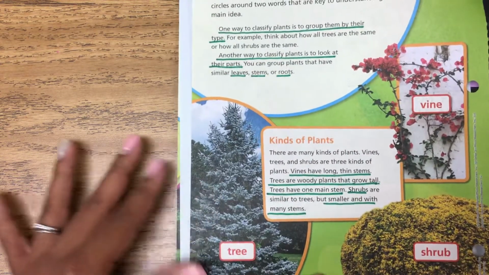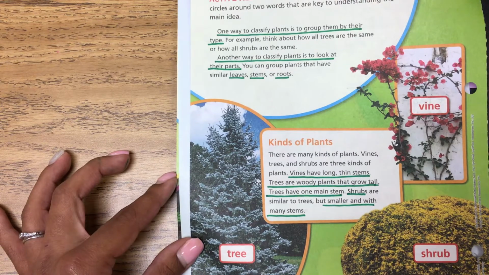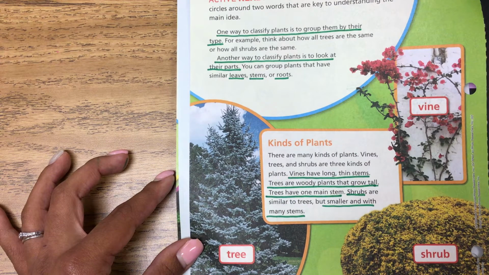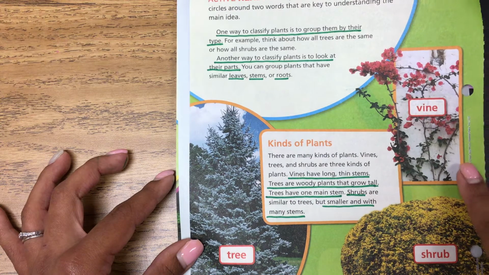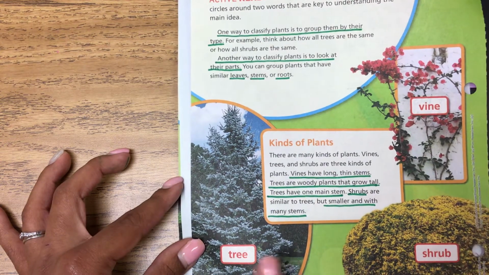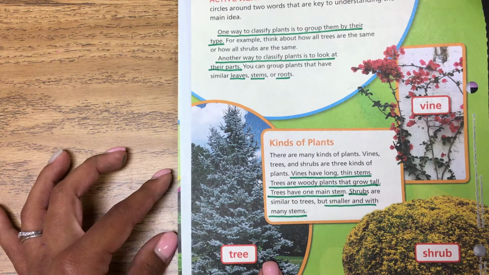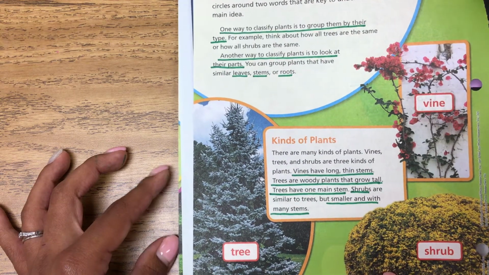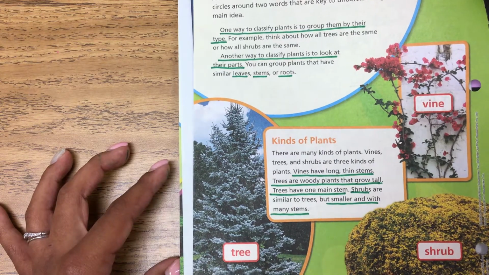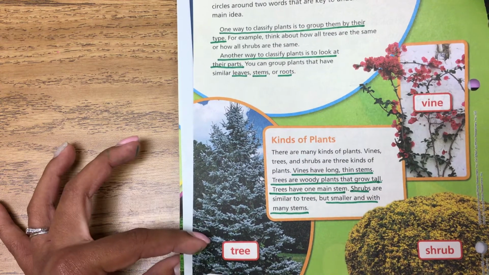Kinds of plants. There are many kinds of plants. Vines, trees, and shrubs are 3 kinds of plants. Vines have long, thin stems. Trees are woody plants that grow tall. Trees have one main stem. Shrubs are similar to trees, but smaller and with many stems.